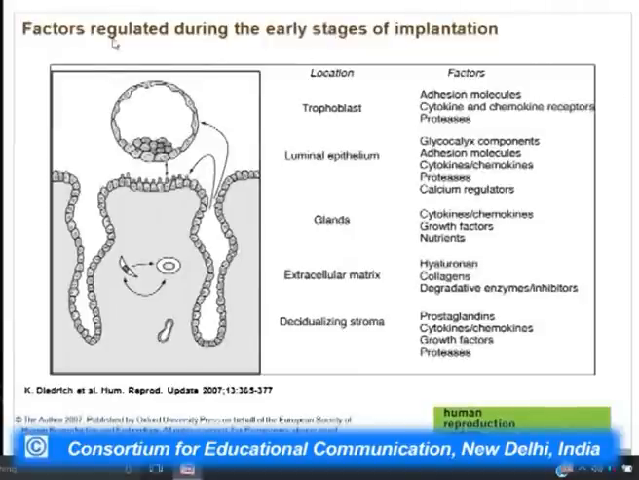And as I said, there are other factors that regulate during the early stages of implantation. For example, in the trophoblast layer of the blastocyst, the factors such as adhesion molecules, and we will look at the cytokine and chemokine receptors, and then there are certain proteases. Then in the luminal epithelium, the factors that play a role are the glycocalyx components, again the adhesion molecules, cytokines, chemokines, proteases, and certain calcium regulators. Then in the glands, again the growth factors and the nutrients also play a major role. Then in the extracellular matrix, the hyaluronan, the collagens, and the degradative enzyme inhibitors. And in the decidualizing stroma, there are prostaglandins and other cytokines and chemokines and proteases, factors which are regulated.